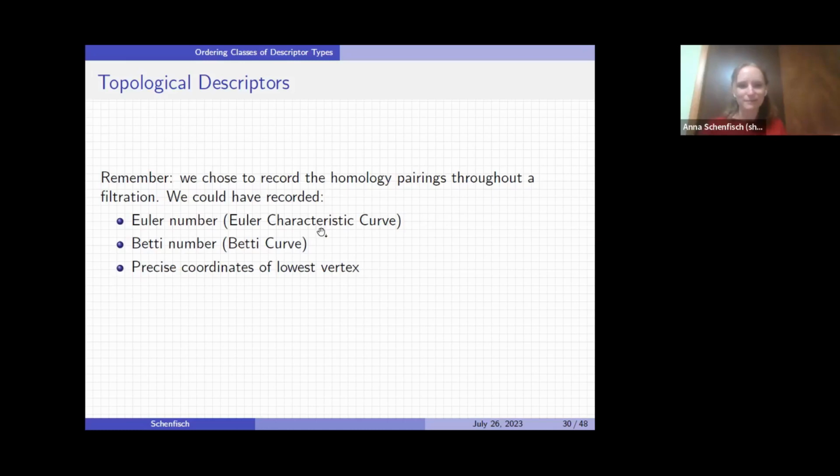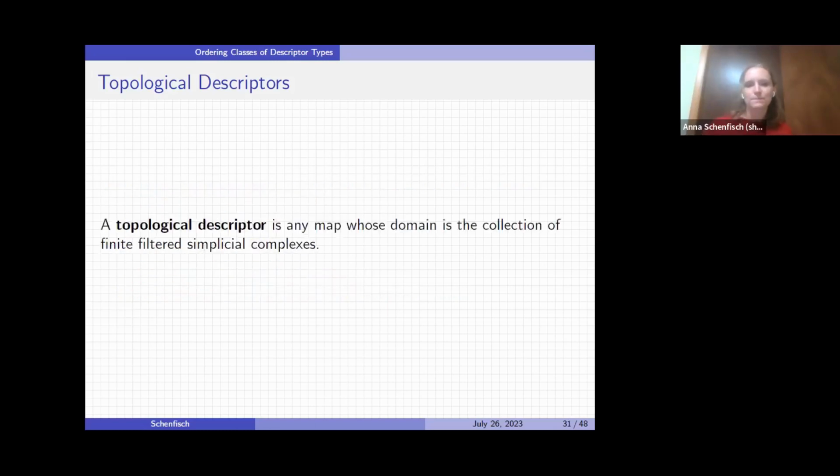And we could get even more creative. We could have recorded the precise coordinates of the lowest vertex, or the number of edges in the first connected component. Not sure why you would want to record this, but you certainly could. Let your imagination go. You could record any number of topological invariants, right? So in general, I'm going to define a topological descriptor very broadly as just a map whose domain is a collection of finite filtered simplicial complexes. So persistence diagrams fall into that category, as do some of the more familiar things like Euler characteristic curves, etc. Okay.